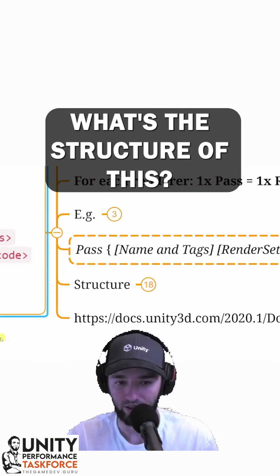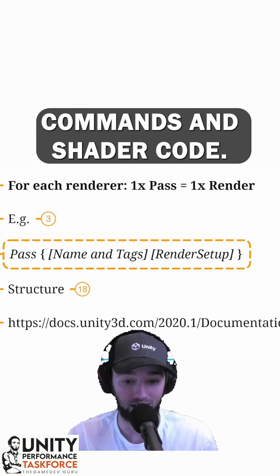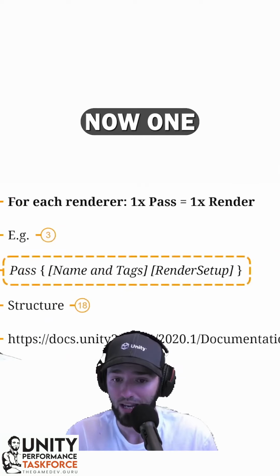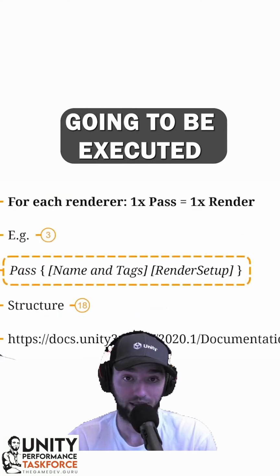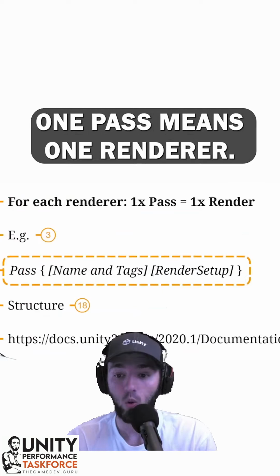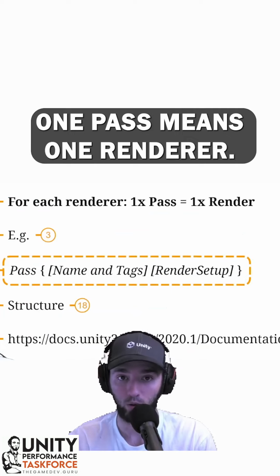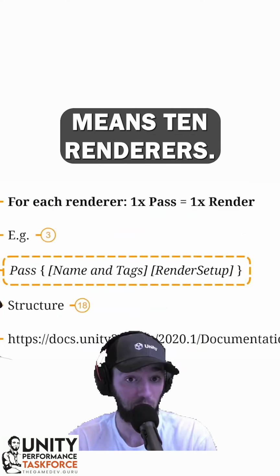What's the structure of this? It's going to be a name, tags, commands, and shader code. Very similar to a subshader. Now, one subshader has to have one pass or more. And it's going to be executed like this. For each renderer, one pass means one render. So 10 passes means 10 renders.